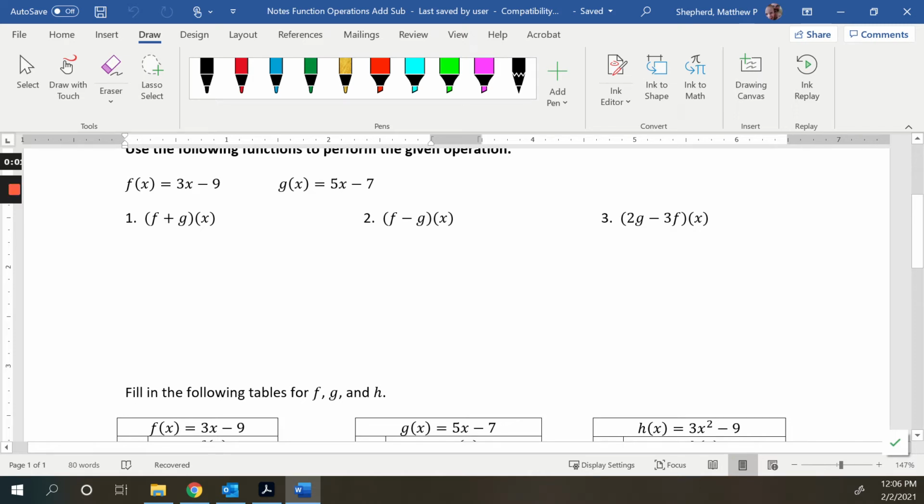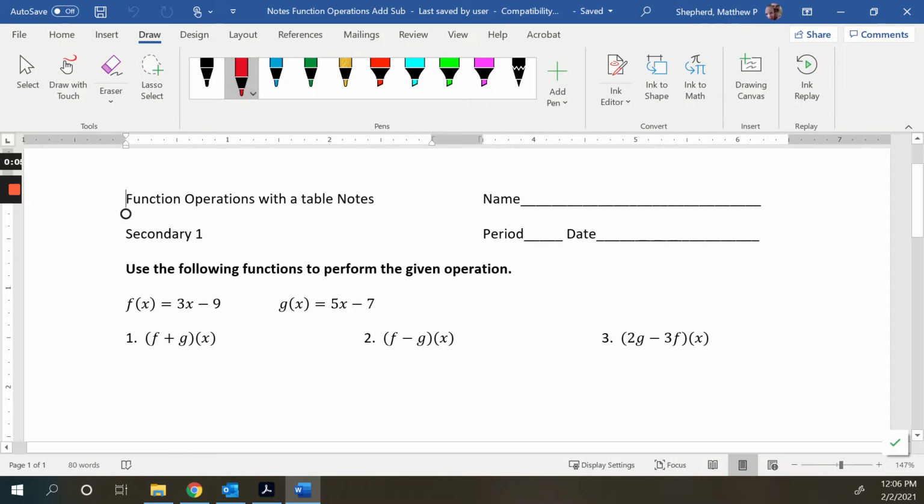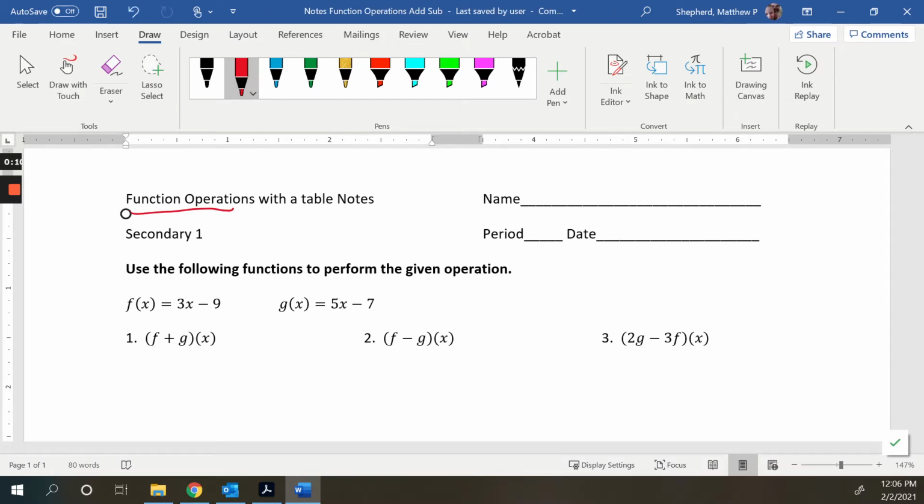Welcome back, students. Today we're going to be talking about function operations. That is, we are going to be taking our functions, such as f of x, g of x, things like that, and we are going to be combining them using addition and subtraction.